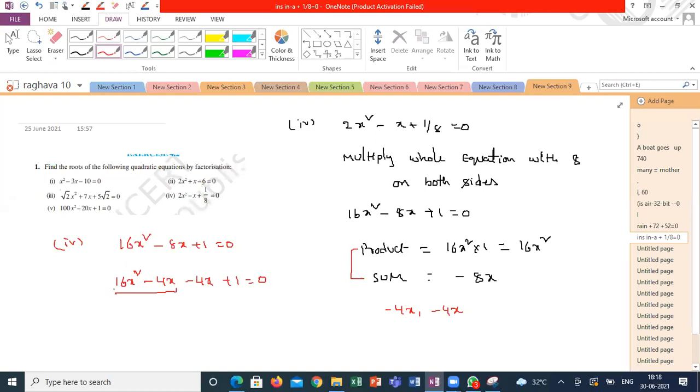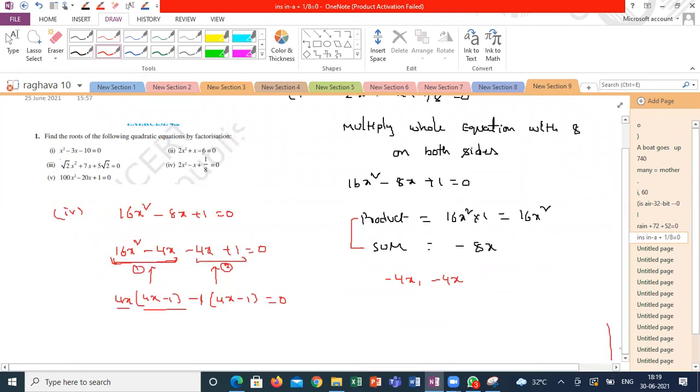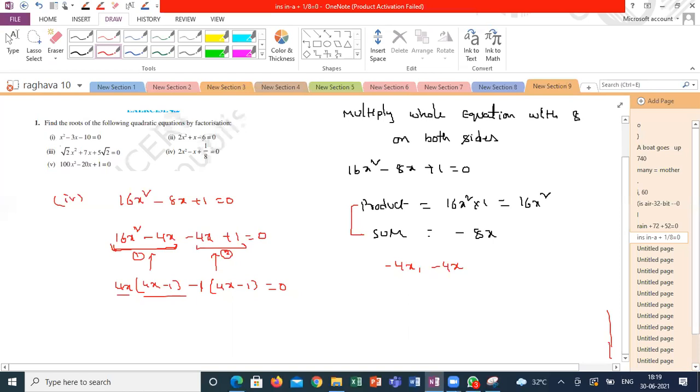This is my first group. This is my second group. If I am taking 4x common here, 4x minus 1. If I am taking minus 1 common here, 4x minus 1. If you feel any doubt whether I am taking common properly or not, multiply 4x with this, I will get this expression. If I am multiplying with minus 1, I have to get this expression. Then it is right. If I am going back, I have to get the previous step. If you are not getting the previous step, then you have done some calculation error.